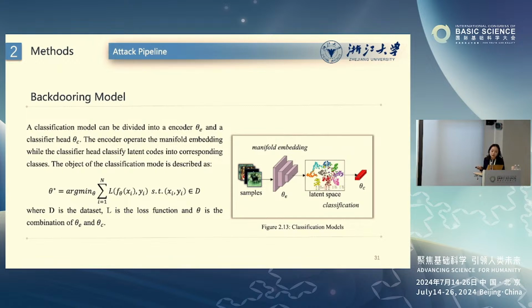Model more into the encoder, theta C, operating by fine-tuning the head only. So D is the dataset. The data is a combination of the and C, so only the theta C.